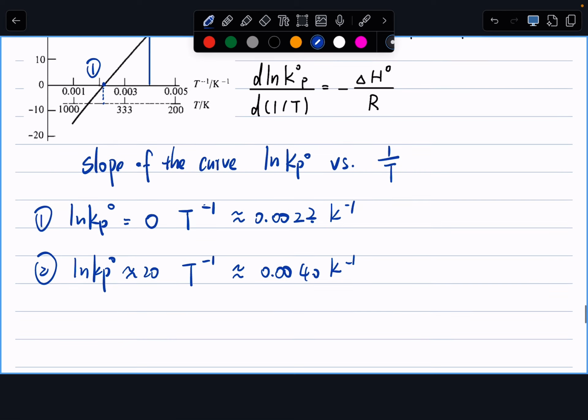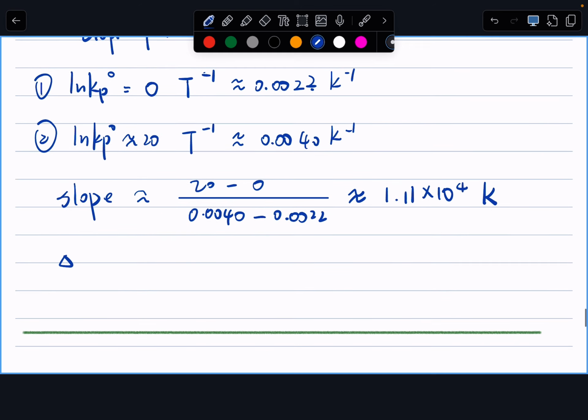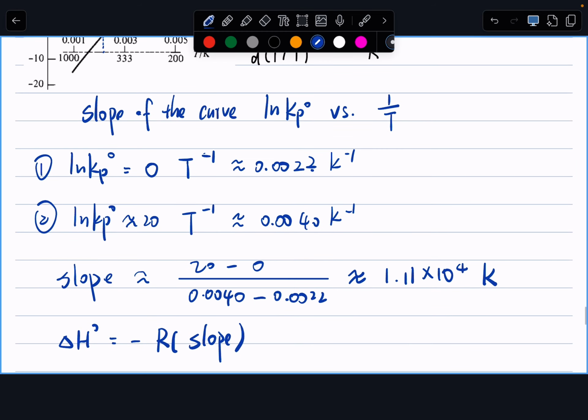Calculating the slope: 20 minus 0 over 0.0040 minus 0.0022, that's roughly 1.11 times 10 to the 4th Kelvin. And what is my delta H? Then my delta H naught just equals negative R times the slope, and you can do the calculation to get a numeric number.